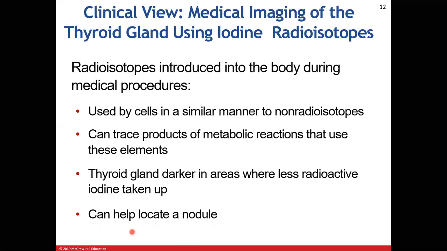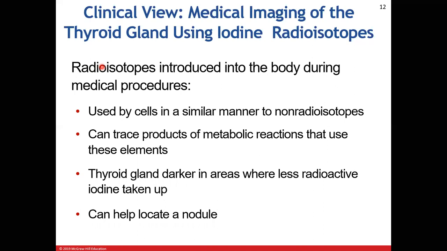So if we look at kind of a clinical view of how we use some of this medical imaging in the thyroid gland, we use the iodine radioisotope. And so radioisotopes can be introduced into the body using different medical procedures. And they're going to be used by cells in a similar manner to non-radioisotopes, in that they basically get pulled into the cells. And the benefits or the positives actually is that it allows us to trace products of metabolic reactions that use these particular elements.